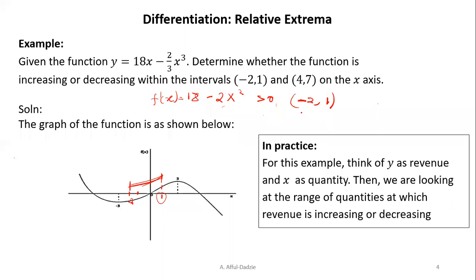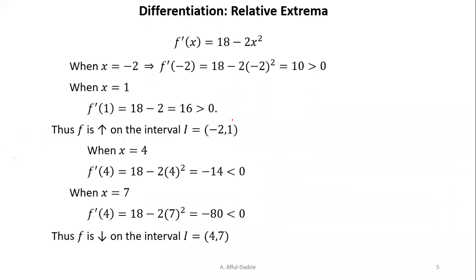However, if minus 2 gives us something greater than 0 and 1 gives us something less than 0, then you would want to come back and try maybe minus 2 and 0, or minus 2 and minus 1, just to be sure at what point we are increasing and at what point we are not.